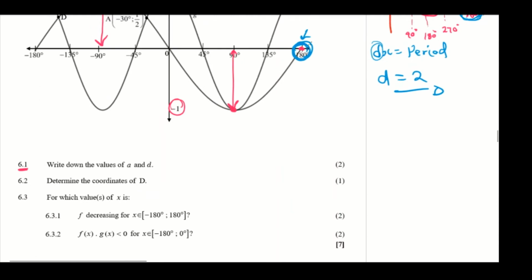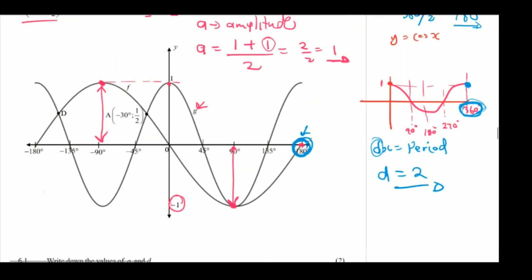So now 6.2, they say determine the coordinates of d. So what you're going to look at is this coordinate of d here. For us to find this coordinate, because we can't really tell at which value of x this coordinate is at, but we can tell the value of y, since the value of a is in line with the value of d. So we know that the value of y of d is equal to 1 over 2. You just want the value of x of d, right?